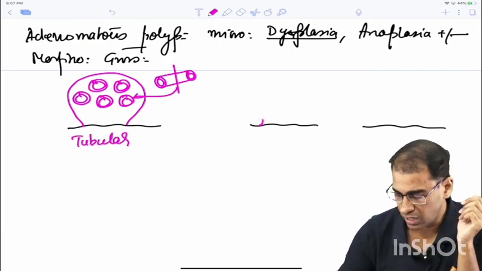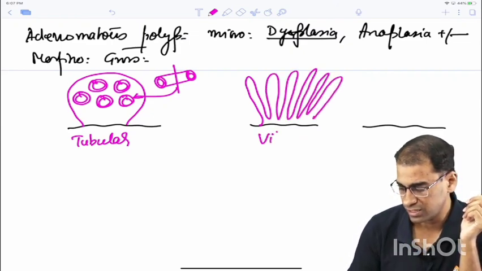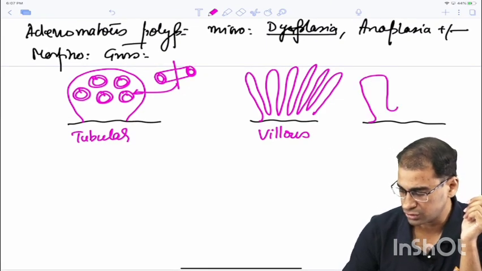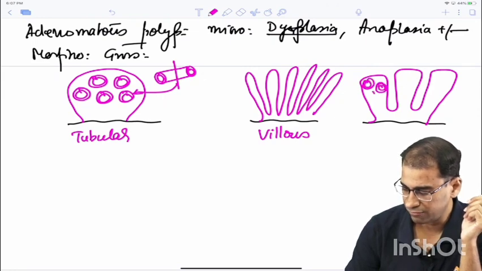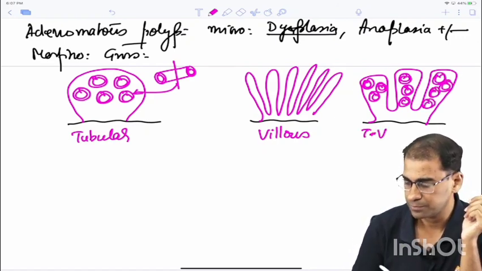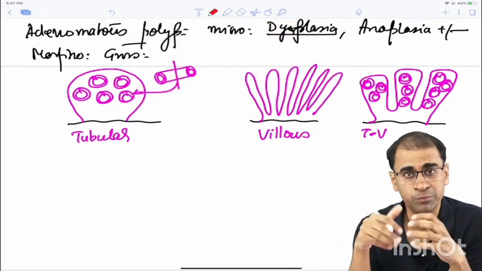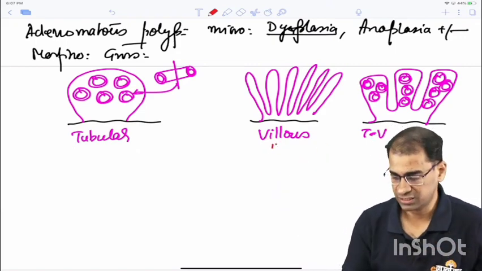Sometimes the polyps are something like this, like villi, hence called villus polyp. And sometimes there is a combination of both of them. There is a tubular part also and villi also, and hence the name tubulo-villus polyp. Now, first MCQ is, among them which is most invasive? The most invasive among these three is the villus.